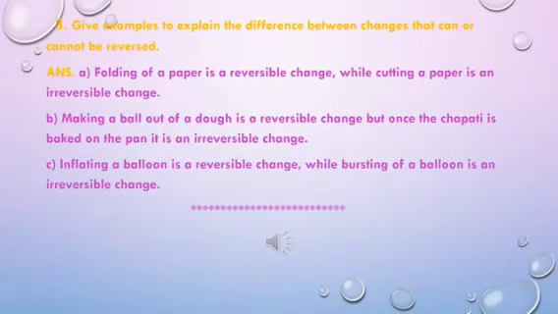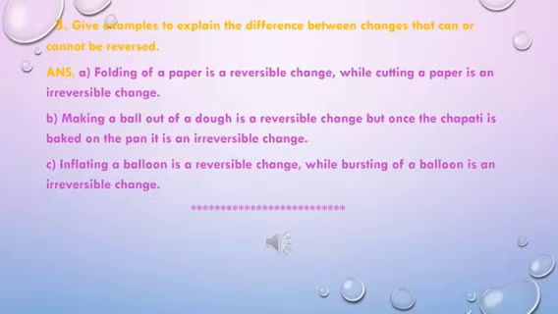Third question, give examples to explain the difference between changes that can or cannot be reversed. Answer, first example, folding of a paper is a reversible change, while cutting a paper is an irreversible change.